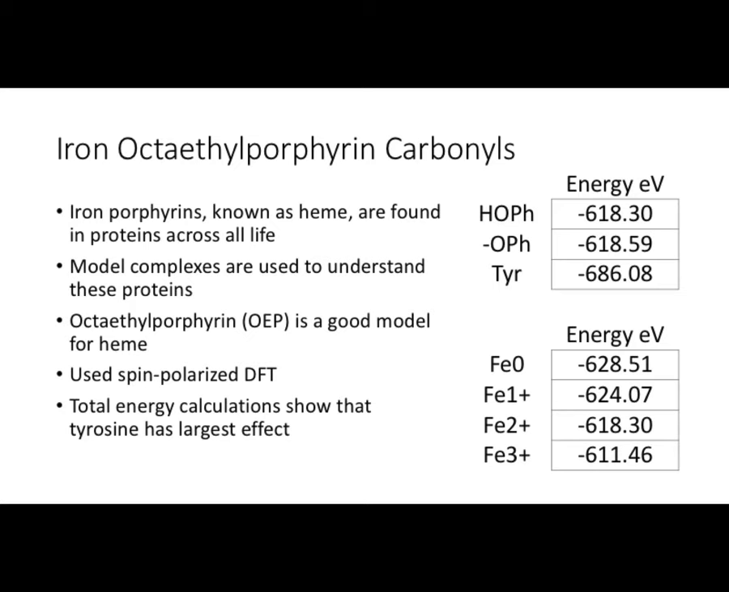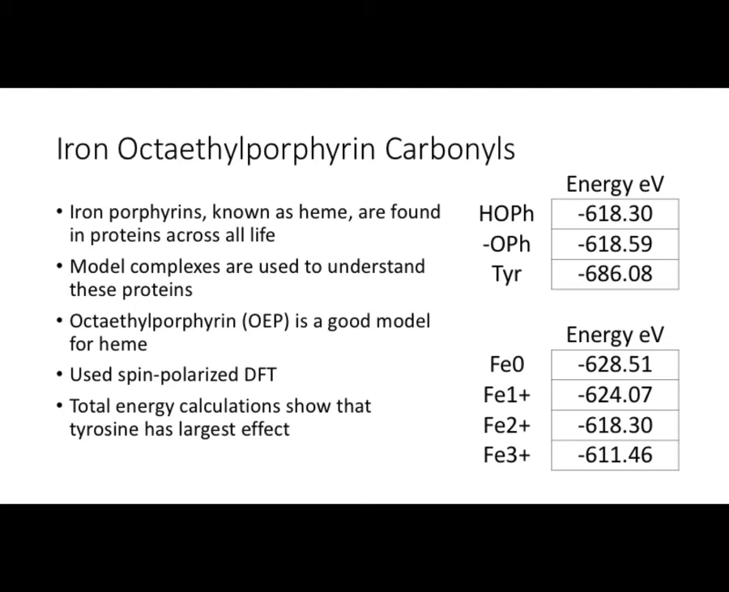So phenol, and then if you change it to phenoxide here, so take away the proton, you have a formal negative charge on the oxygen, you can see that it's basically identical in total electron energy. And then here, if you add a tyrosine, it changes it quite dramatically. And we're actually going to see why that happens in a few slides, where I show the HOMO of this tyrosine complex. But the geometry changes radically when we add the tyrosine to it.